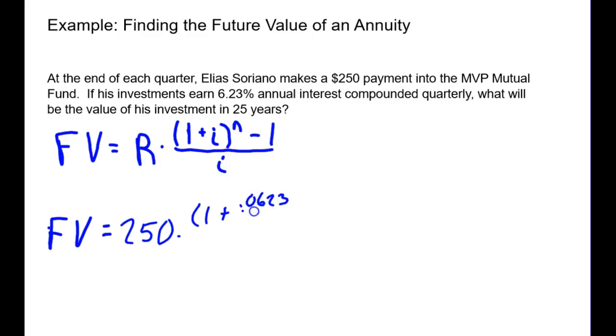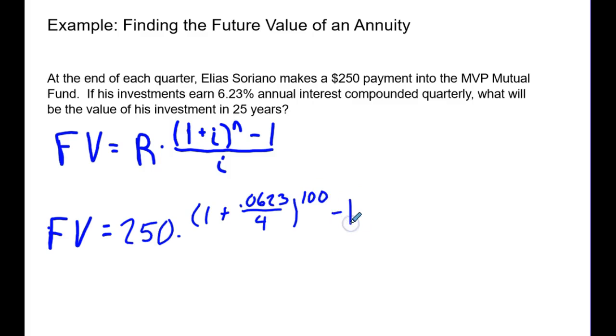0.0623 divided by 4. And the reason we have to divide that by 4, we know this is compounded quarterly. Quarterly referring to every 3 months. And then we raise that to N, which represents the number of payments. He's making a payment each quarter, so that would be 4 times a year times 25 years. He would make 100 total payments.